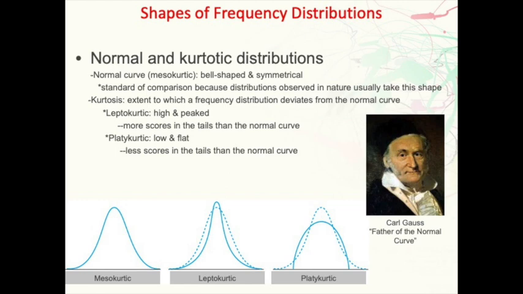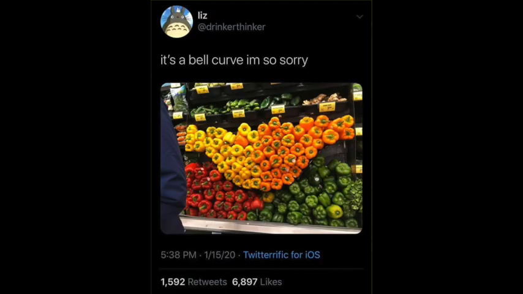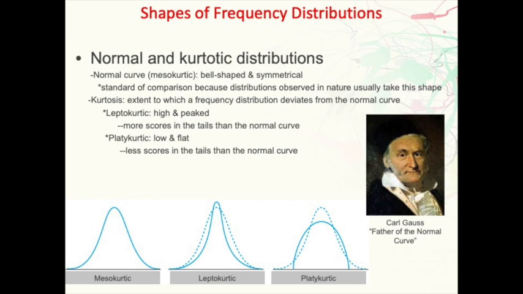All right, so a normal curve is referred to as a mesokurtic shape, a bell shape. It's also sometimes referred to as the Gaussian curve, because this guy that you see on the slide here, Carl Gauss, is the gentleman who discovered the normal curve and also termed it. So at any rate, the normal curve, or the mesokurtic shape, you can see it down there on the bottom left of your screen, is bell-shaped and symmetrical.